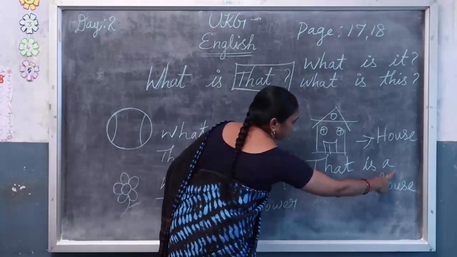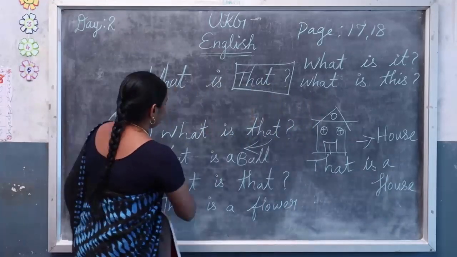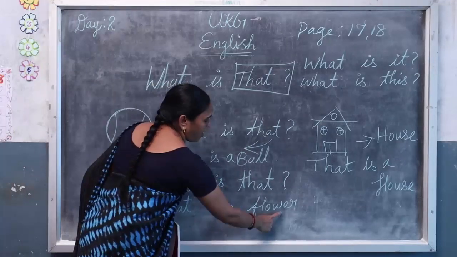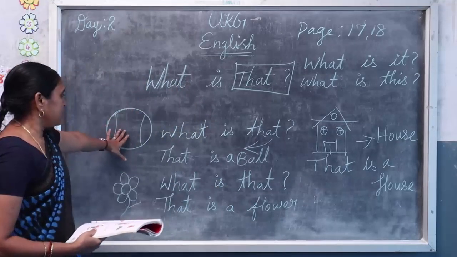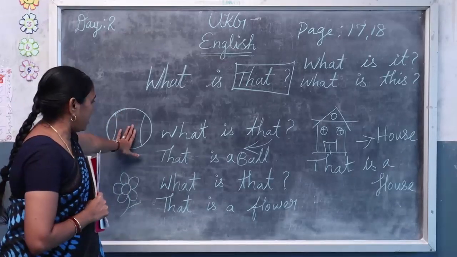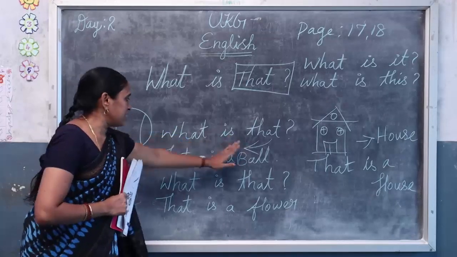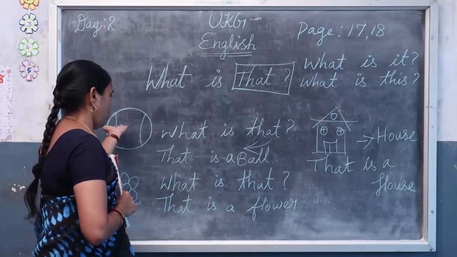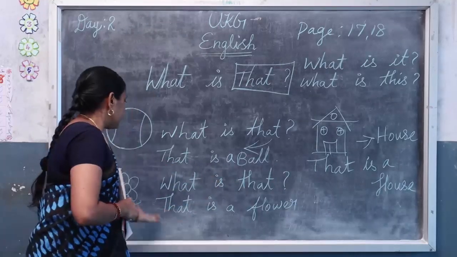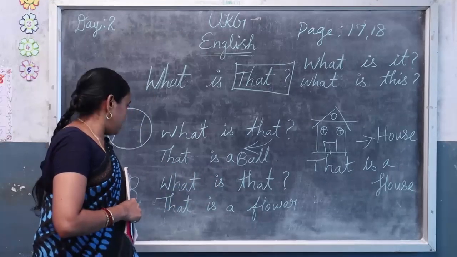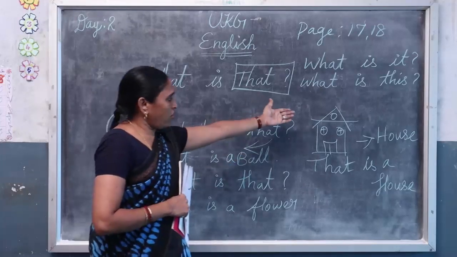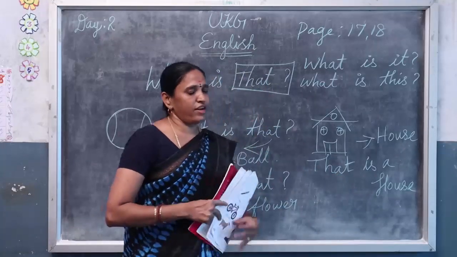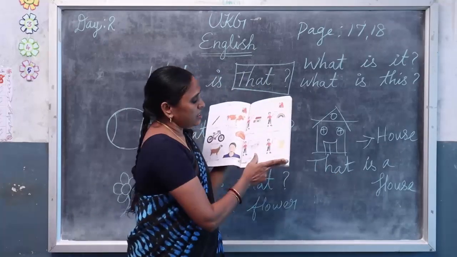That is a house. That is a ball. That is a flower. So what is that? I say the question first. What is that? That is a ball. All of you understand? That is a ball. What is that? That is a flower. That is a flower. And what is that? That is a house. Okay, all of you understand? Then turn to the next page.